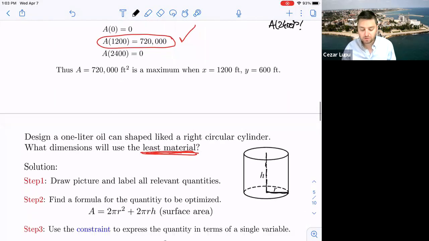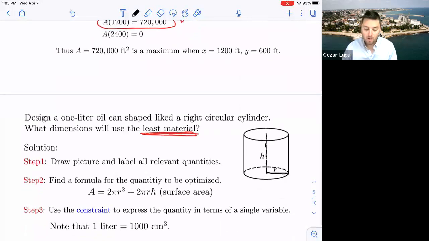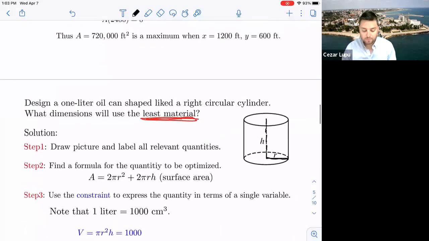So in step 3, we would like to use the constraint to express the quantity in terms of a single variable. And let's do that. Let's keep in mind that 1 liter is 1,000 centimeters cubed. And now we know that the volume is 1,000. So the volume of this circular cylinder, V, is pi r squared times h, right? That's the volume, which is 1,000.